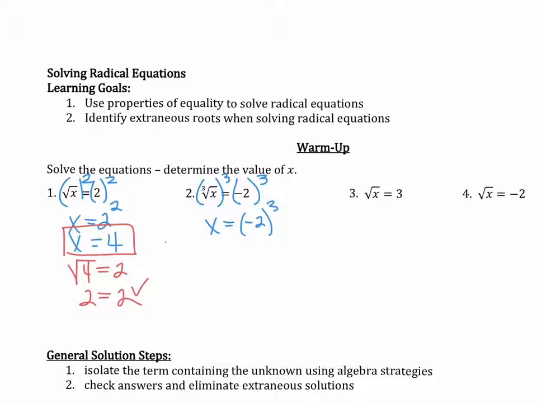The reason I put negative 2 in parentheses is because when you're raising a negative number to a power, you want to put parentheses around it. It's good practice. When you enter it in the calculator, if you don't put parentheses around it, you will get an incorrect answer. So negative 2 to the power of 3 is negative 2 times negative 2 times negative 2. So you have x equals negative 8.